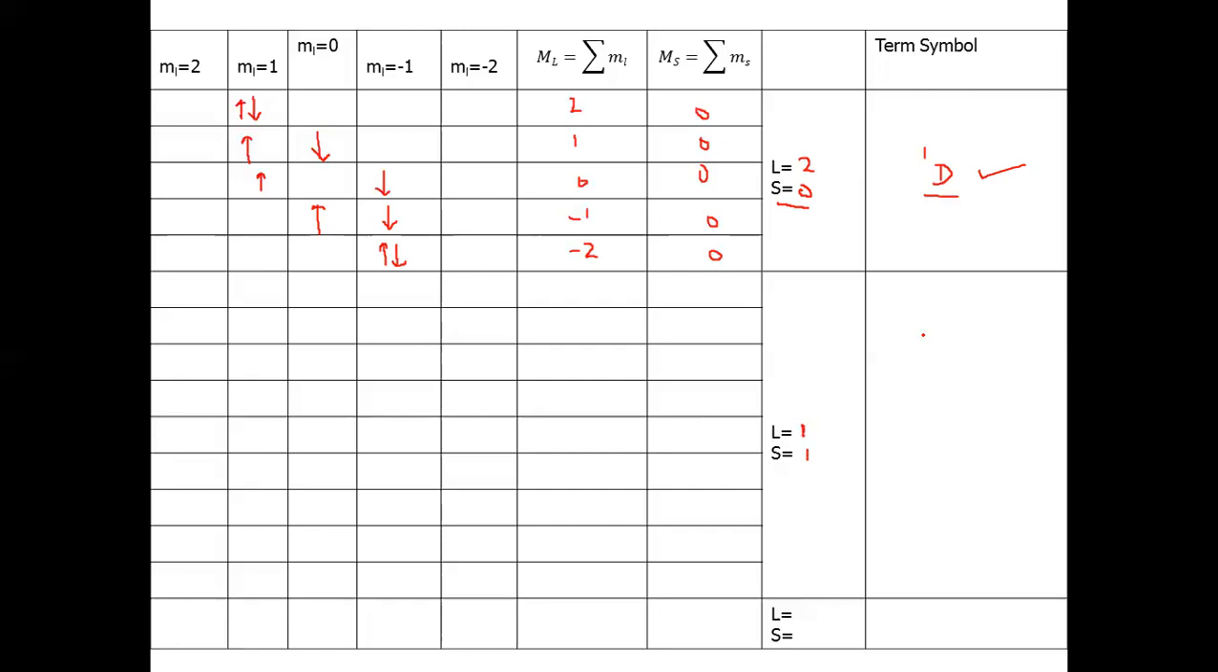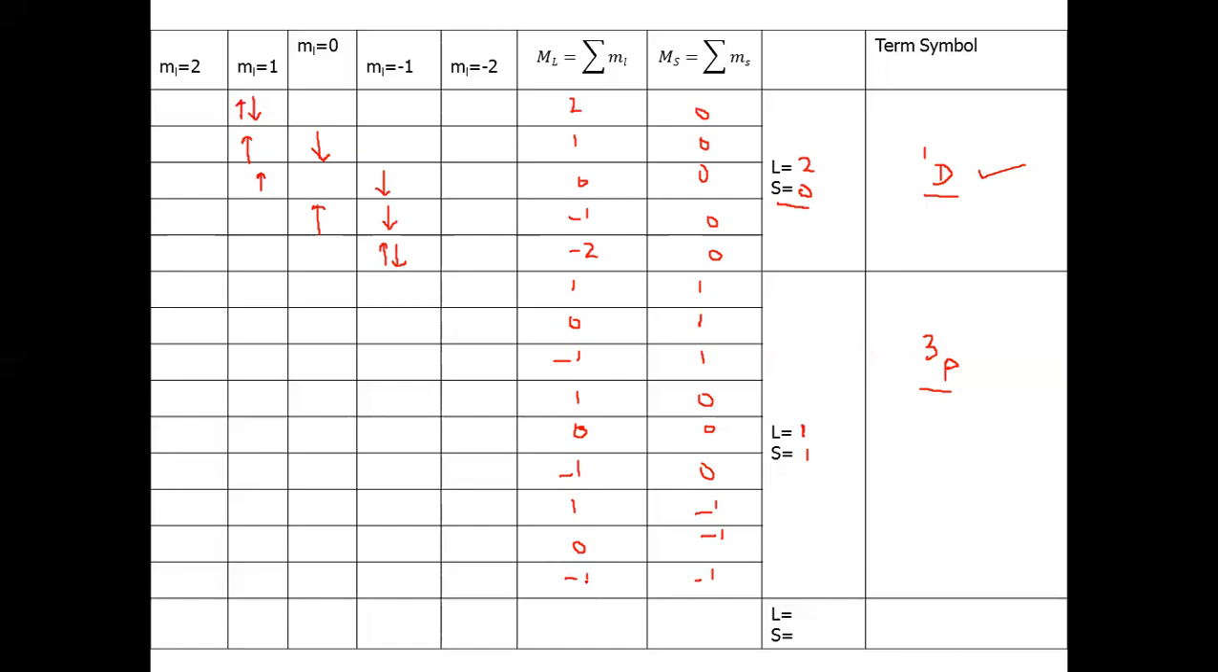Next is L is 1, S is 1. So this leads to term state 3P, which has 9 microstates associated with it, with the values of MS 1, 1, 1, 0, 0, 0, minus 1, minus 1, minus 1, whereas ML, again L is equal to 1, is plus 1, 0, minus 1, plus 1, 0, minus 1, plus 1, 0, minus 1.